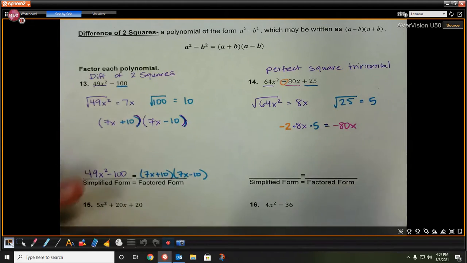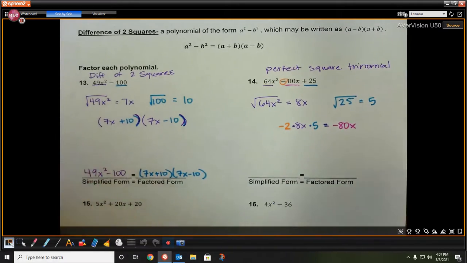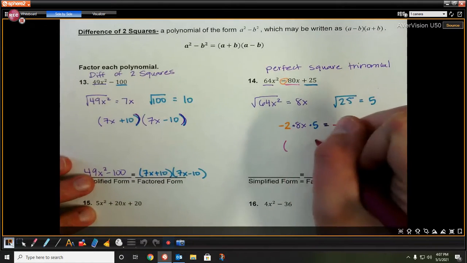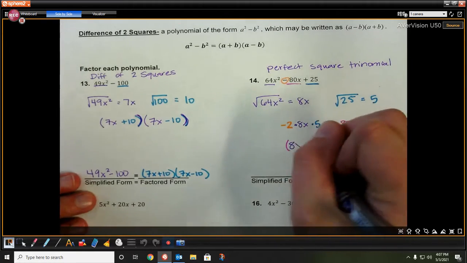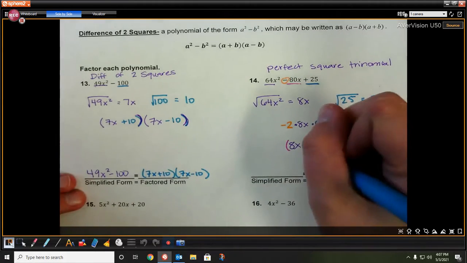So we can go ahead and write this in squared form, and this becomes (8x - 5) squared.